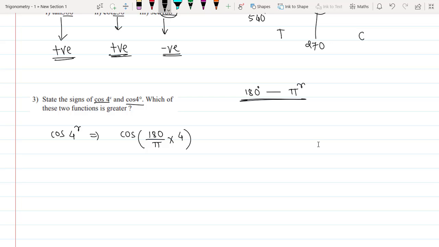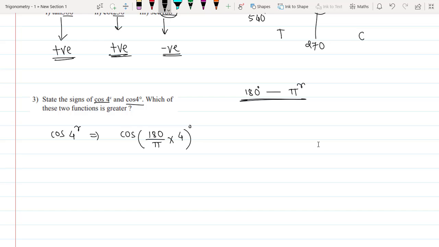आता म्हणू नका सर हे कसं आलं प्लीज, कारण we have invested minimum 1 week on this conversion from radian to degree. Okay, so this is how you get cos of 180 by pi into 4. ये हो गया अपना डिग्री.